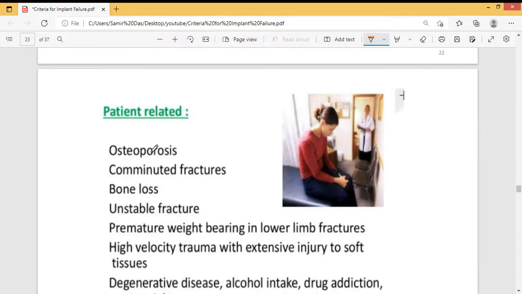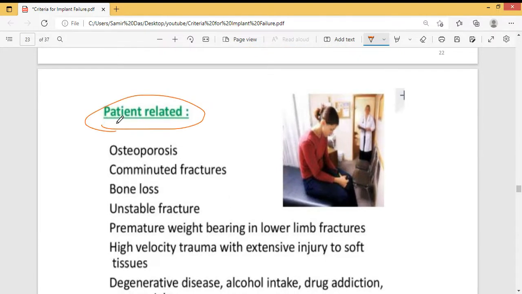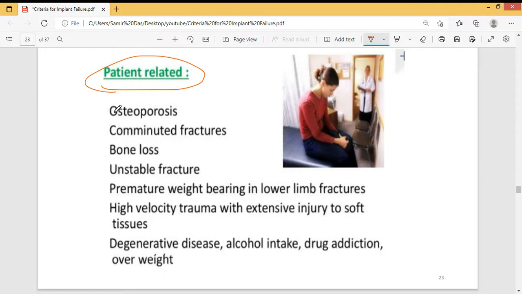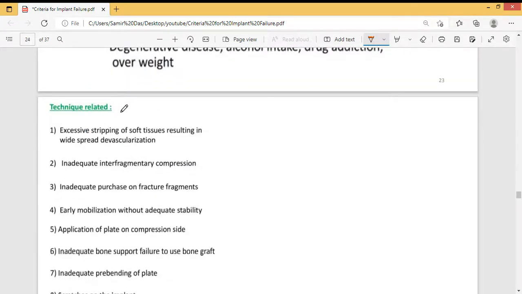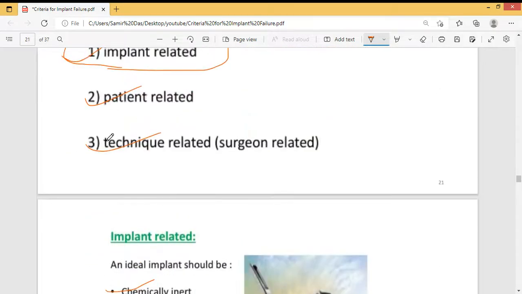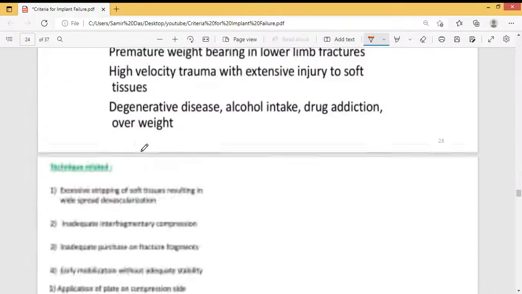But sometimes patient related problems will come into the picture, like osteoporosis causing bone loss, or an unstable fracture. After an implant we have to take proper medicine and proper rest, or whatever the doctor suggested. And sometimes, in very few cases, less than 2%, technical issues also play a major role in this kind of implant failure.